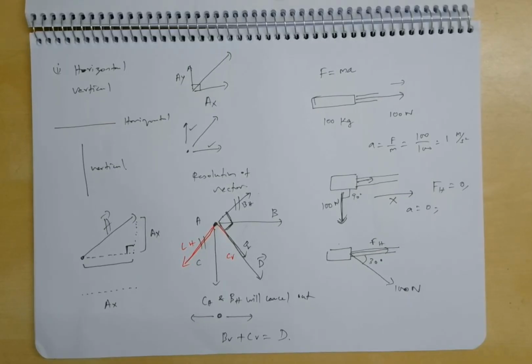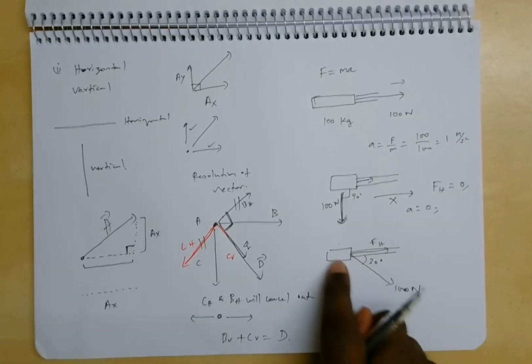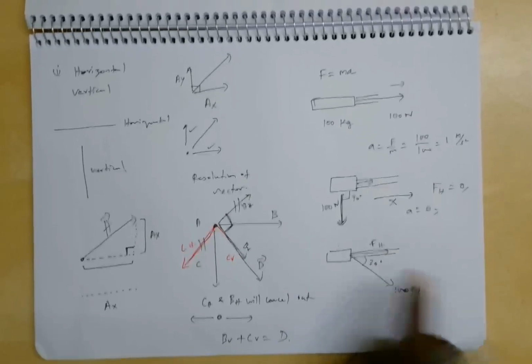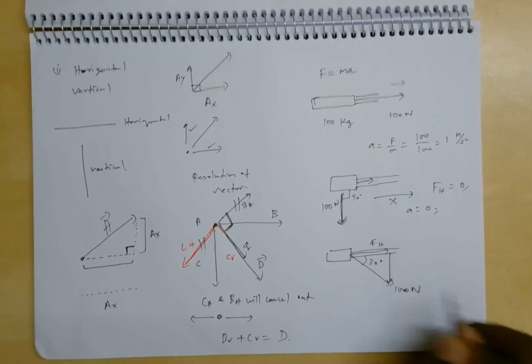Adjacent. Is it opposite 100? Really? What we need is horizontal force. Okay, so this we need to split into horizontal and vertical. Can I just break it like this?